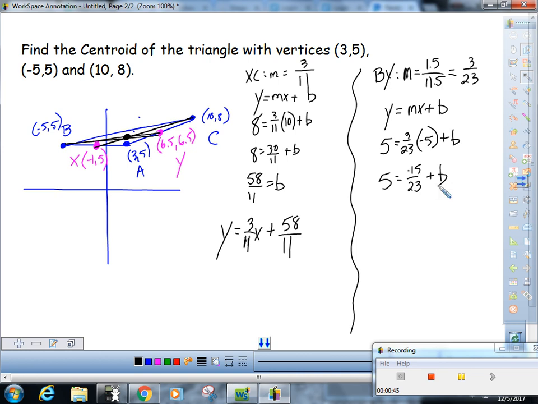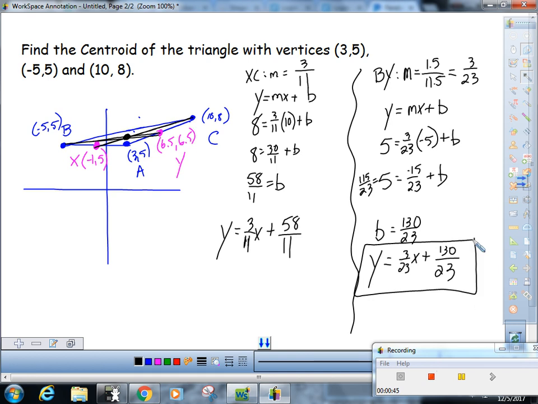5 times 23 is? So that's the same thing as 115 23rds. And then I want to add 15 23rds to both sides, so what do I get for b? And our equation? And now we need to find the intersection of those two equations.